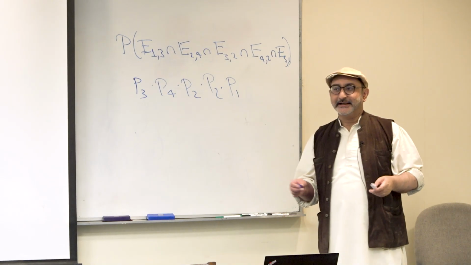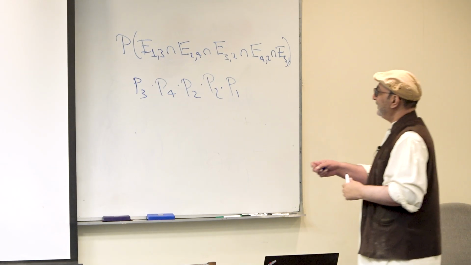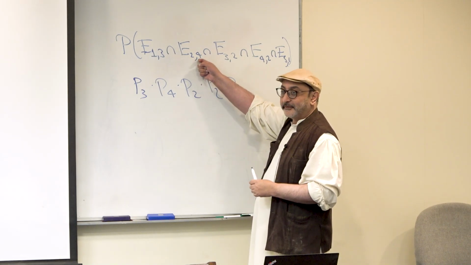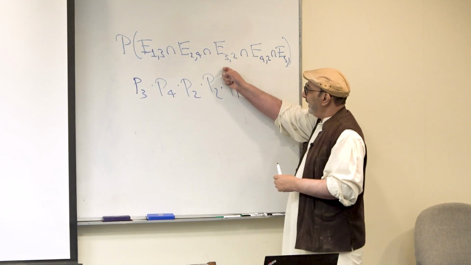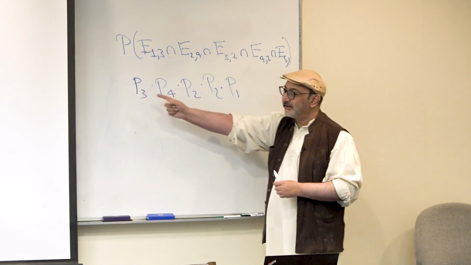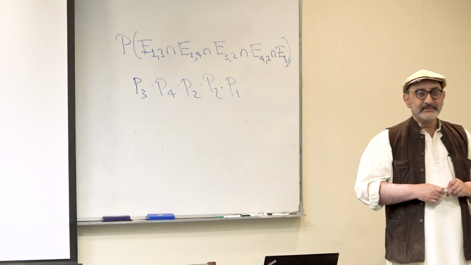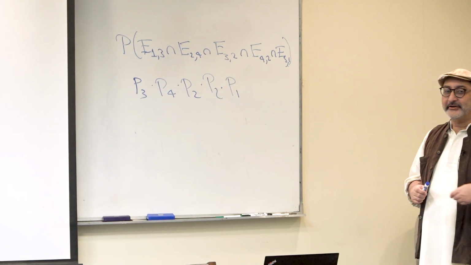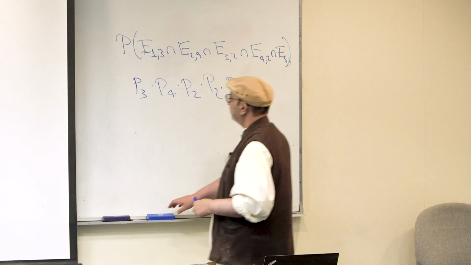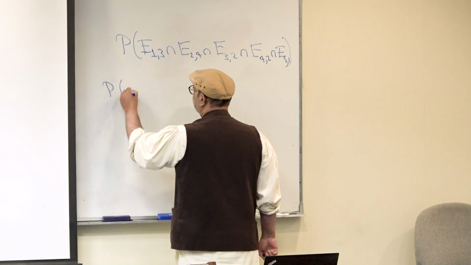Okay, so let E1,3 be the event of rolling a 3 on the first roll. E2,4 is the event of rolling a 4 on the second roll. E3,2 is the event of rolling a 2 on the third roll, and so on. So this is how you get that sequence. You get exactly that event. Now, rolls of a die are independent of each other, right? So because of independence, I can just multiply these probabilities.